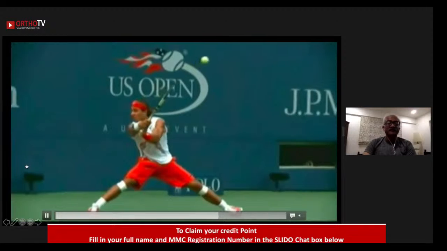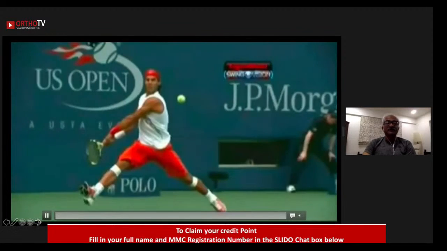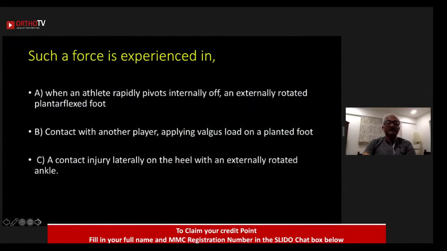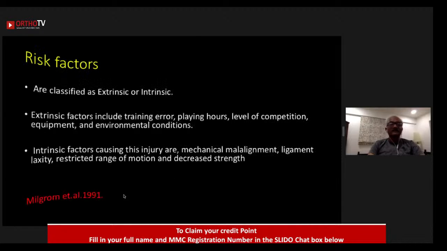So that's the typical mechanism of injury which we see, or which the patient would probably tell us at the time of presentation. Such a force in day-to-day sporting activities is experienced when an athlete rapidly pivots internally on an externally rotated plantar flexed foot. What is important is a plantar flexed foot planted on the ground and an external rotation force. There could be contact with another player applying a valgus load onto a planted foot, or a direct contact injury laterally on the heel with an externally rotated ankle.